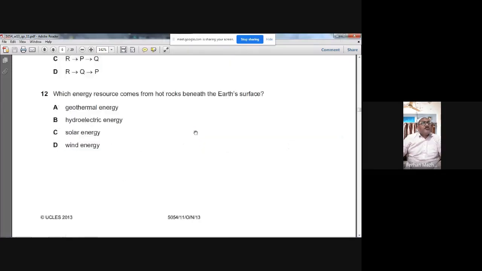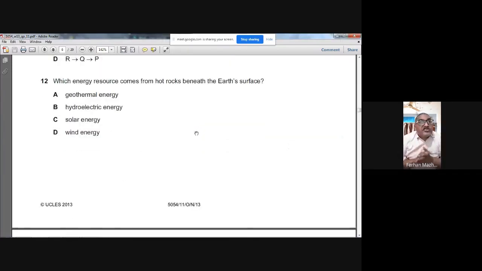Okay, next question. Question number 12. Which energy resource comes from the hot rocks beneath the Earth's surface? The energy inside the Earth, we call it geothermal energy. And it's a renewable energy source. Which energy source comes from the hot rocks beneath the Earth's surface? Geothermal energy. The choice is A.